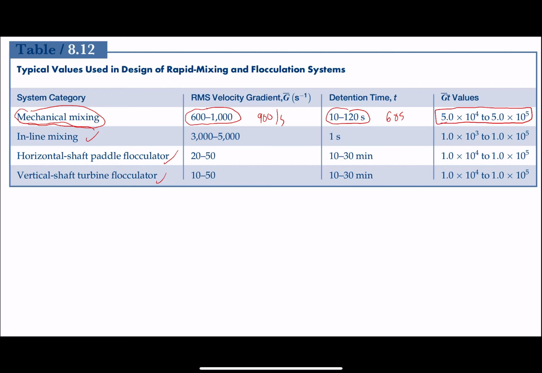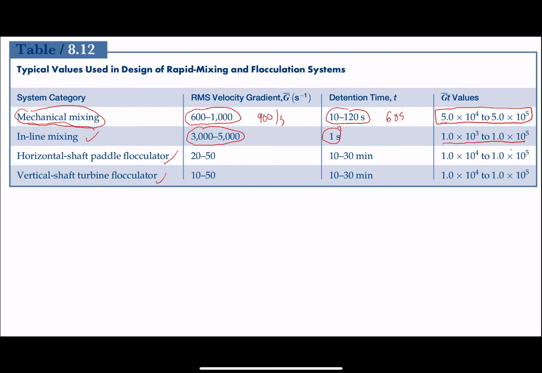If you are using inline mixing, you have to choose the RMS velocity between 3,000 and 5,000 per second. And of course, it's for 1 second. That's the detention time for inline mixing. And the GT should be between 10^3 and 10^5. You have to check it.